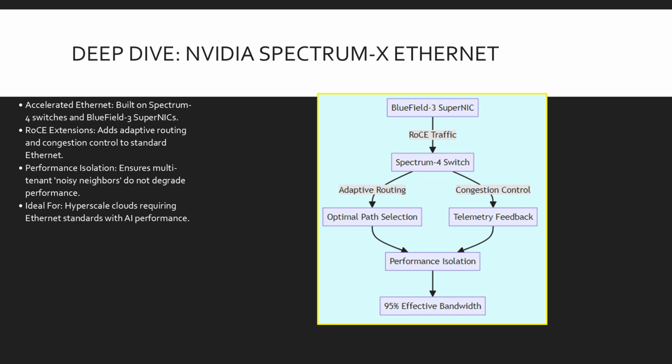This diagram shows the Spectrum-X synergy. The BlueField-3 Super NIC sends RoCE traffic to the Spectrum-4 switch. The switch applies adaptive routing to spray packets across all available paths while simultaneously using telemetry for congestion control. Together, these features drive performance isolation, resulting in up to 95% effective bandwidth utilization, far higher than traditional Ethernet's capacity.